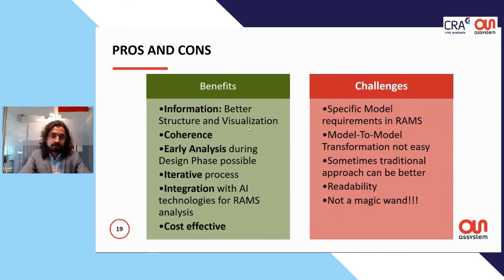However, there are challenges. Within RAMS, like I said, there are several different models. For each model you need to translate, and if the translation is not correctly done, it can be counterproductive. And sometimes traditional approaches could be better, but that is debatable, because it is very specific to the need. And there is the readability of the feedback: for example, the RAMS is providing feedback to the MBSE, how is it read back for the MBSE experts to improve the design?